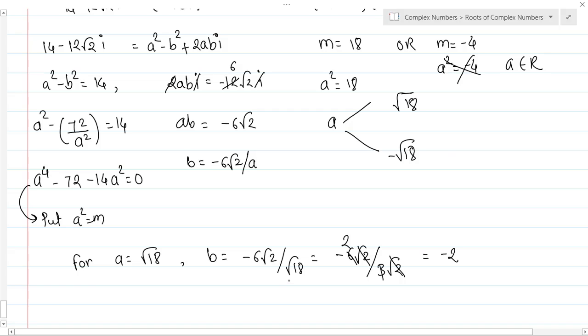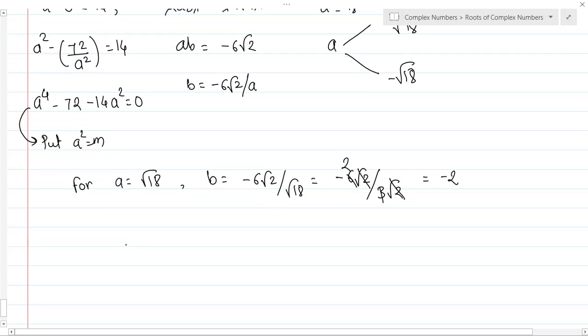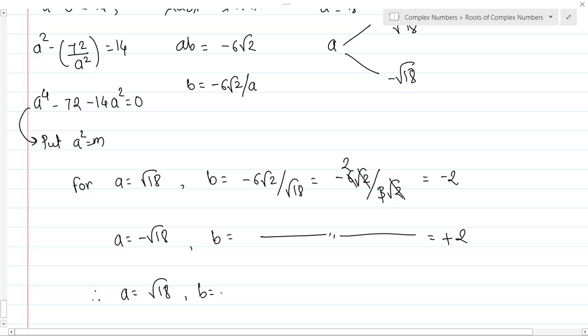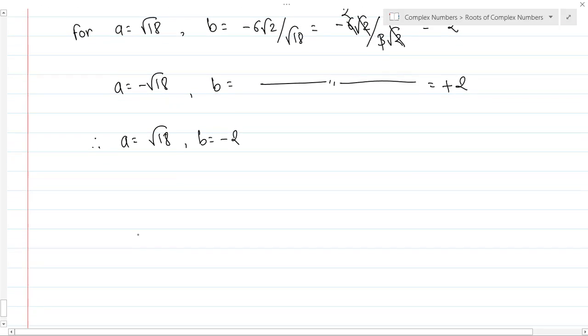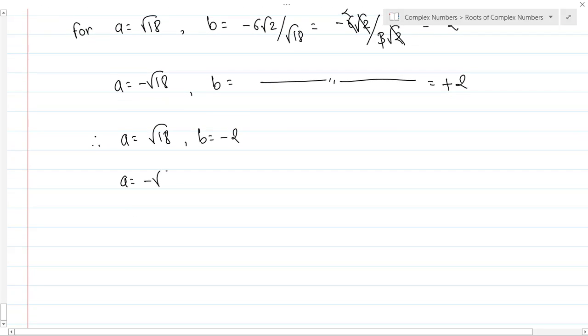In the next step, if I have a equal to minus root 18, the b value will be, with the same calculations, but this time positive 2. So tell me what is the value of a and b here. Therefore a becomes root 18 and b becomes minus 2, and when a becomes minus root 18, then b becomes positive 2.